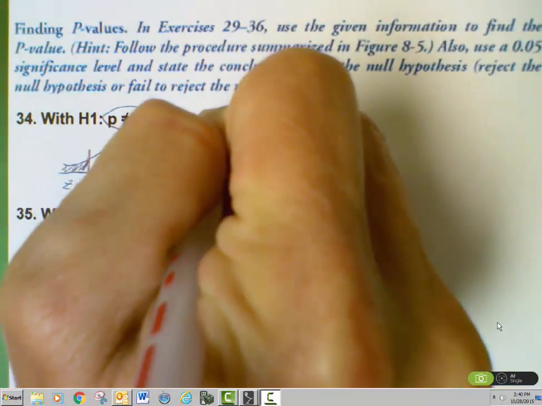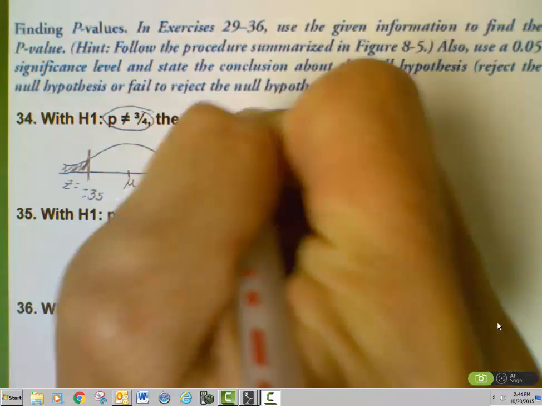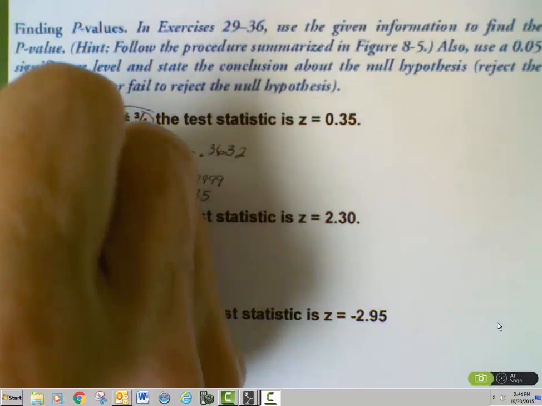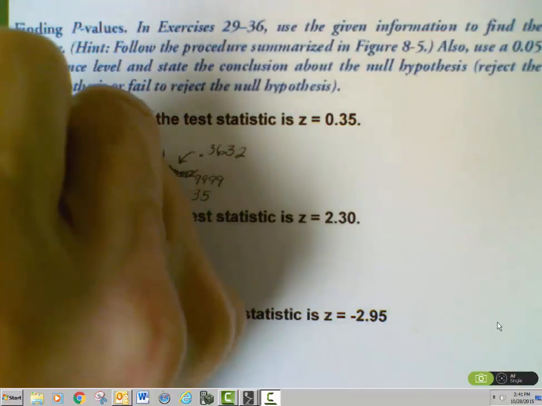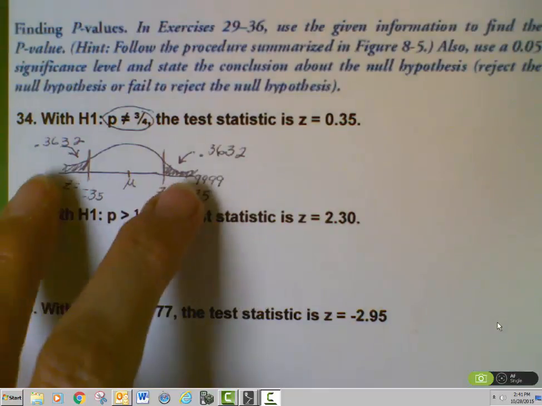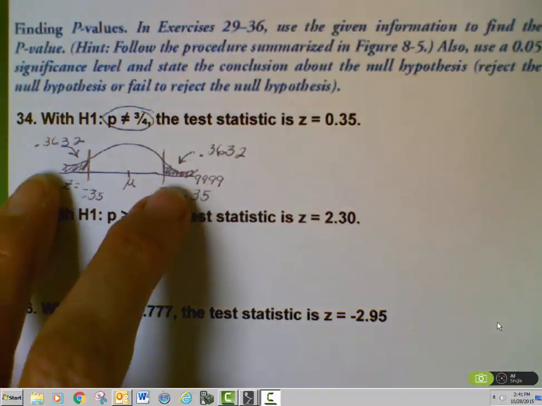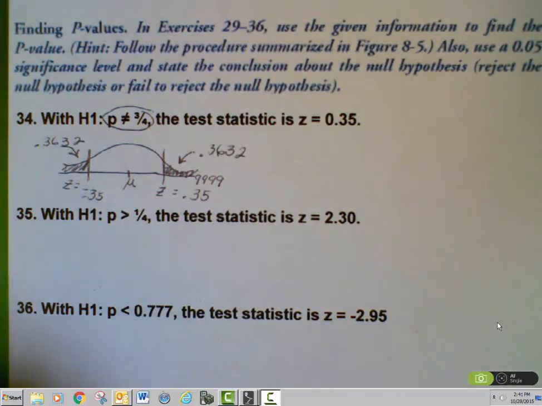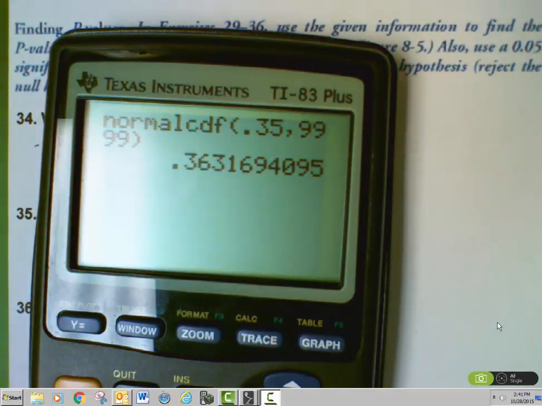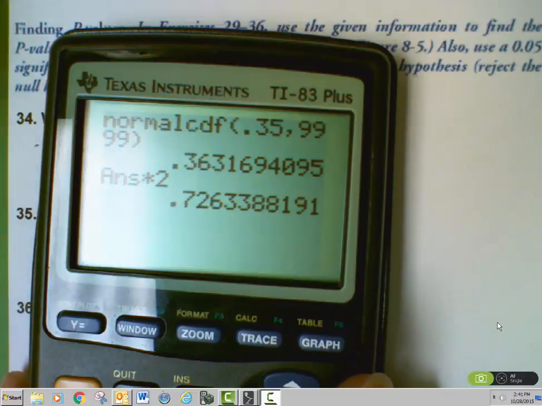That area is 0.363. I'm going to go ahead and round to 4 decimal places, 0.3632, which means this area is also 0.3632. Since the p-value for this test statistic is the area in both ends, I could either add those two areas together, or I can just use the area the calculator found with normal CDF and double it. That p-value is 0.7263.